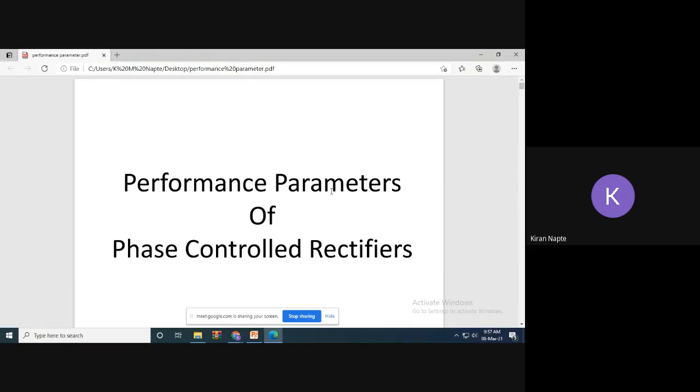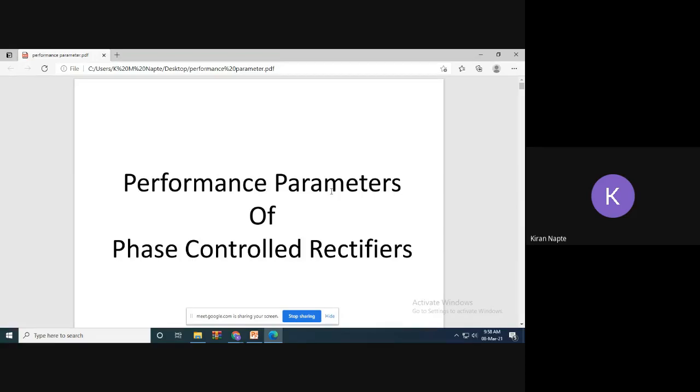Based on different parameters, we can analyze how your circuit is behaving. We can find out the functional behavior of the particular circuit with the help of different parameters, right? So in short, we can judge the performance of the circuit based on different parameters. Those parameters can be anything, right?